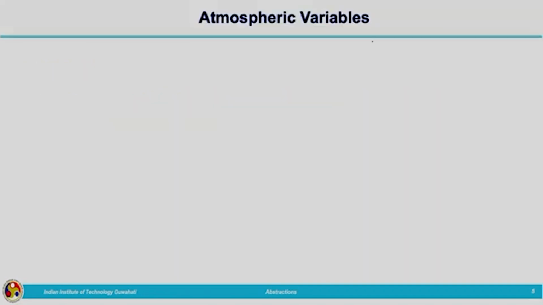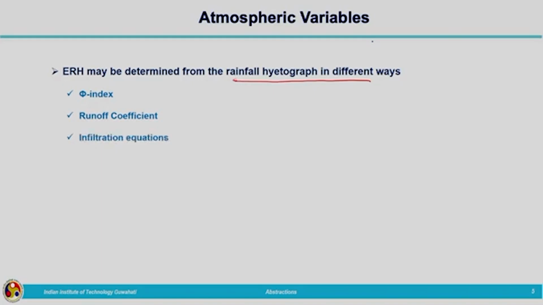Now, let us move on to the determination of effective rainfall hydrograph. There are different methods for the determination of effective rainfall hydrograph from the rainfall hydrograph. They are phi index, runoff coefficient, infiltration equations and also the SCS method. Here we are going to see different methods which can be utilized for this. Definitely we need to quantify the abstractions initially. Then after deducting those abstractions from the rainfall hydrograph, we will get the ERH.